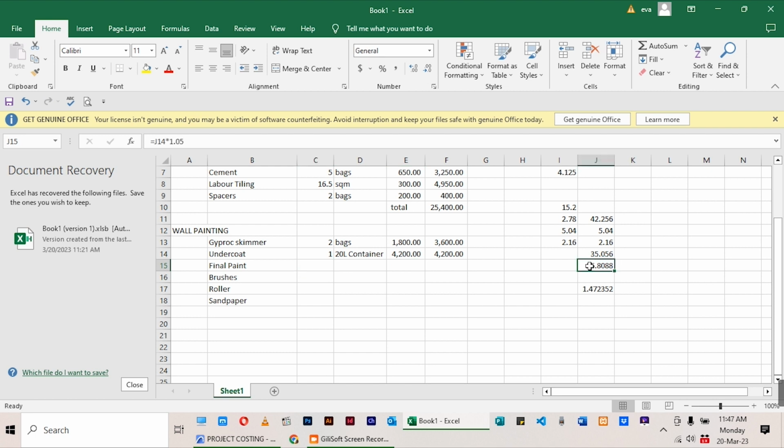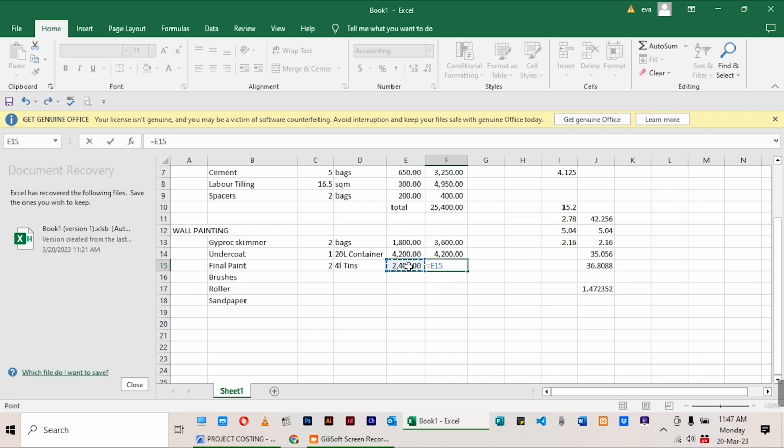Final paint. 1 4 liter of the final paint does 18 square meters, one tin, and have that 6. That tells you we need 2 4-liter tins, and this is currently retailing at 2400. Multiply this by this.